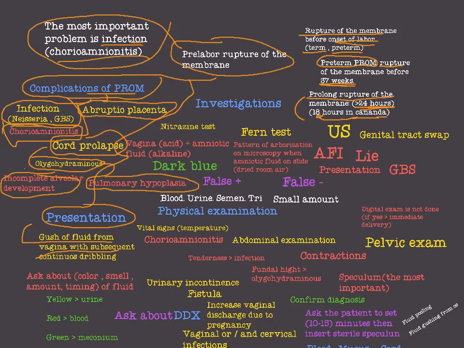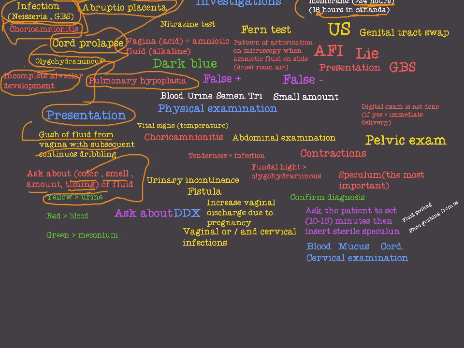You have to analyze this fluid in the history: the amount, the color, the smell, and the timing of the fluid. Was it when she was in the bathroom, for example? Is it after sexual intercourse? Or other things. About the color, take care that a yellow color indicates urine. It may be urine, maybe not liquor, for example in urinary incontinence or if you have a vesicovaginal fistula.